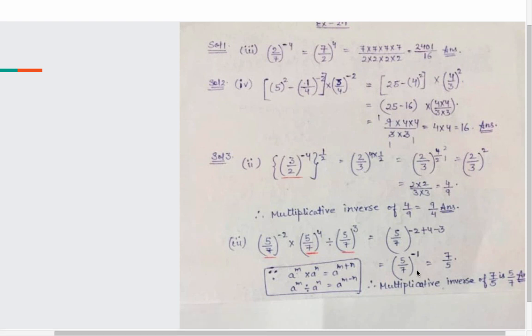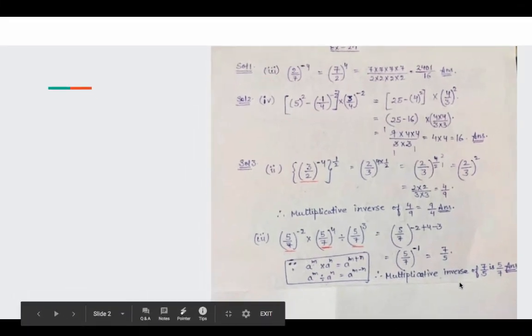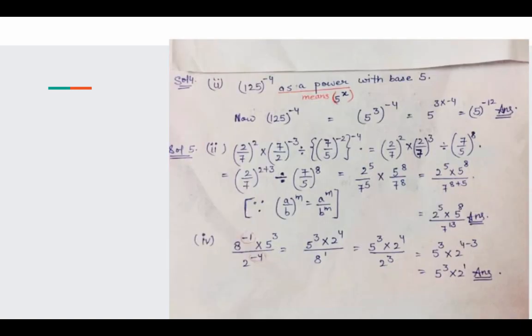Now solve it out. Since the negative power is there, it turns into positive power. By taking reciprocal, we get it as 7 by 5. Therefore, the multiplicative inverse of 7 by 5 is 5 by 7. Clear, students? This was the third question. So do the remaining parts as homework. Understood? Let's take the next.